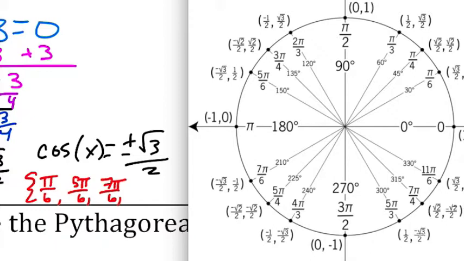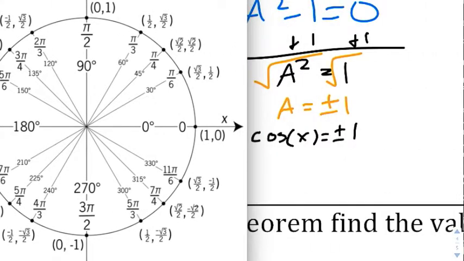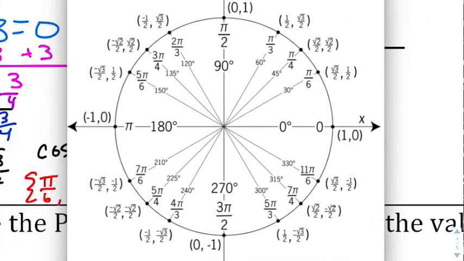And let's see. Positive square root of 3 over 2 at 11 pi over 6. Okay. So once again, here's where substituting can actually simplify our problem a lot. If I go over to this side, I want to know where cosine is either positive or negative 1.